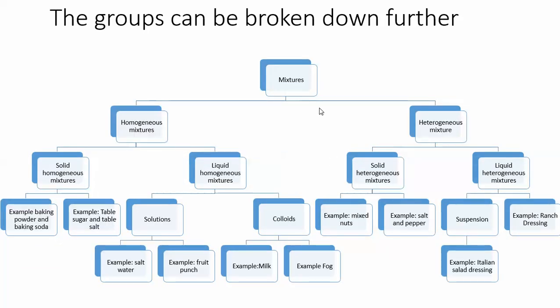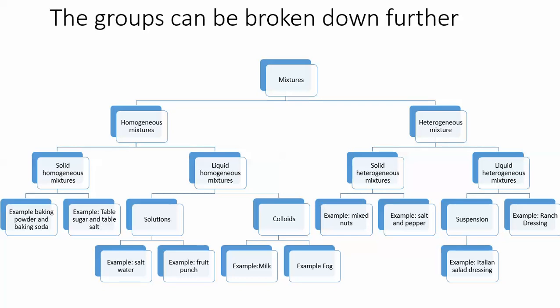We can look at the mixture side, and under the mixtures, we can look at homogeneous mixtures. Remember this idea that I can't tell the parts. It's two or more substances together, but I can't tell the parts. So we have solid homogeneous mixtures. Those were examples like baking powder and baking soda. They're both white powders, or talc, all white fine powders. I can't tell the difference between them. Table salt and table sugar, crystals, white or clear crystals. Again, I can't tell the difference.